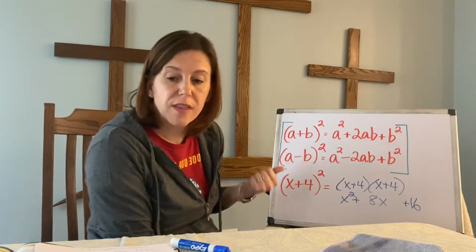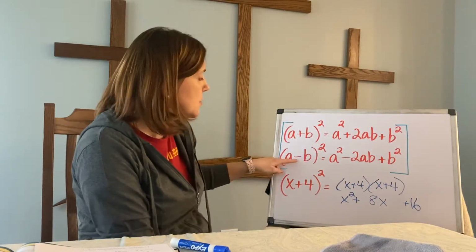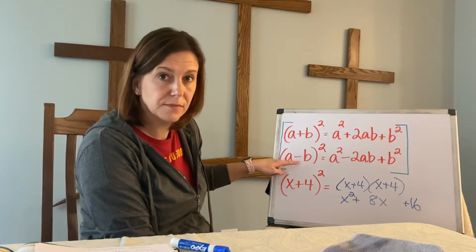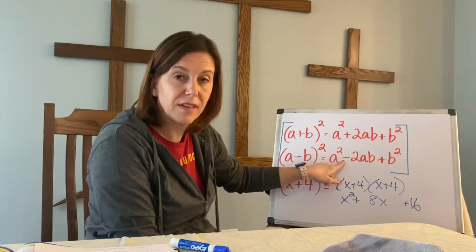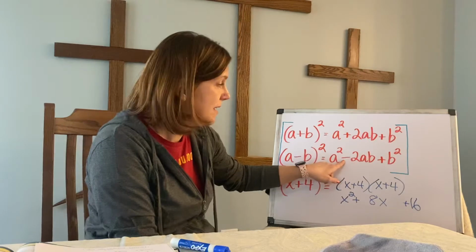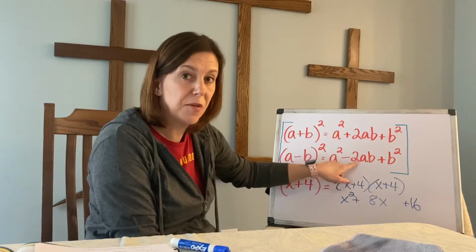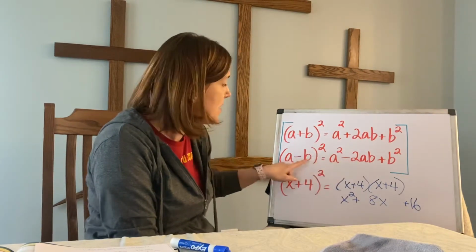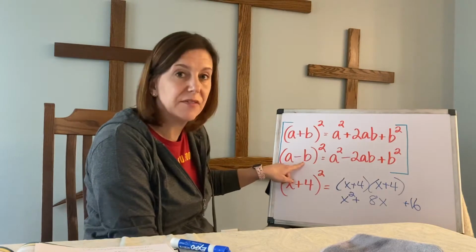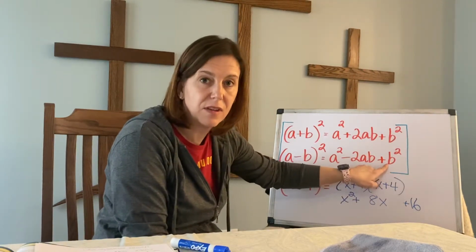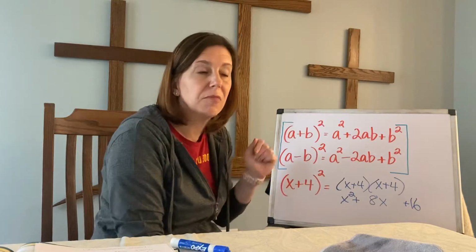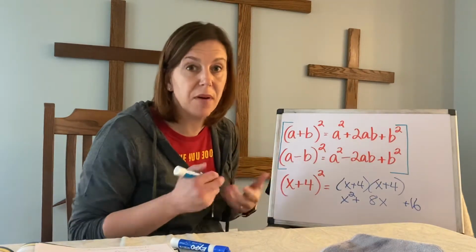The only distinction that I want to make is, notice when we are subtracting, right here, I end up getting a negative outside and inside term, which would give me a negative middle term here. But then when I square a negative number, I will always end up with a positive number, because multiplying a negative by a negative gives me a positive.